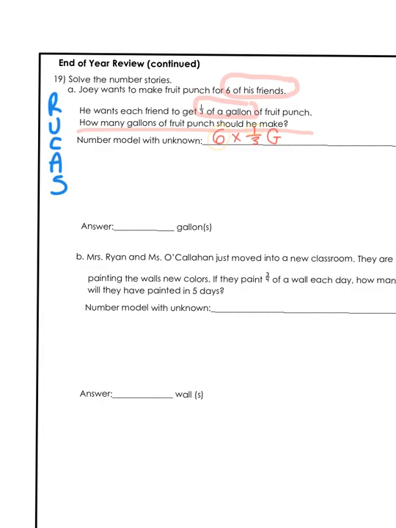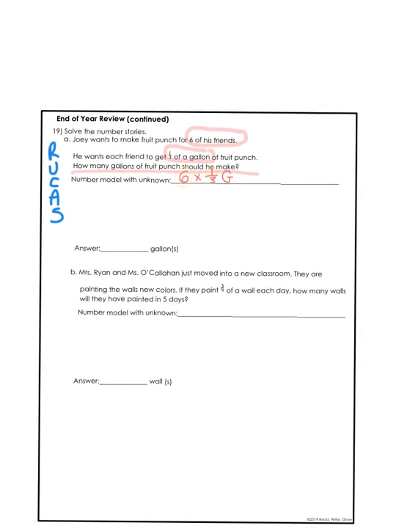Problem 19b says Mrs. Ryan and Ms. O'Callahan just moved into a new classroom. They are painting the walls new colors. If they paint 3/4 of a wall each day, how many walls will they have painted in 5 days? I'm wondering two things. Number one, how big is this classroom where they can only get 3/4 of a wall painted in a day? And what is their painting technique? Maybe they need some bigger rollers. But anyway, this is the problem that we have.